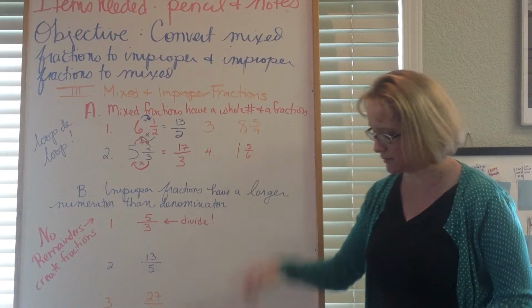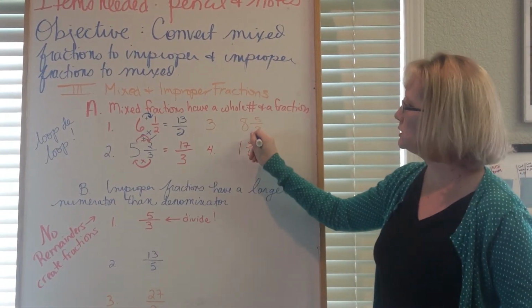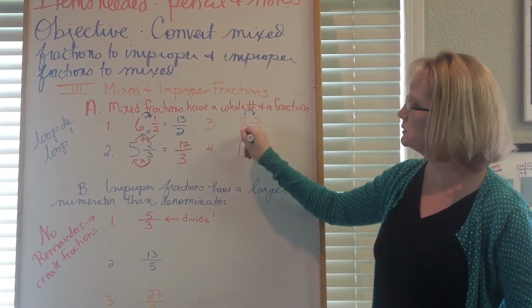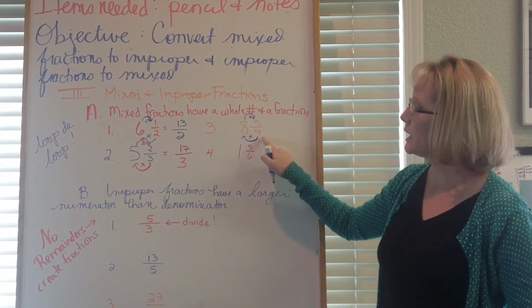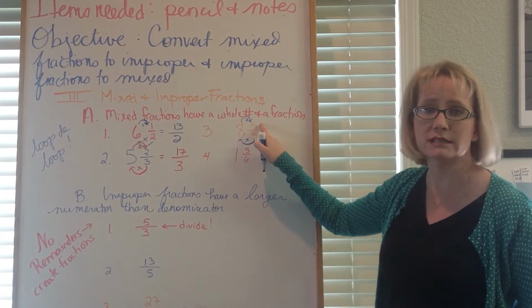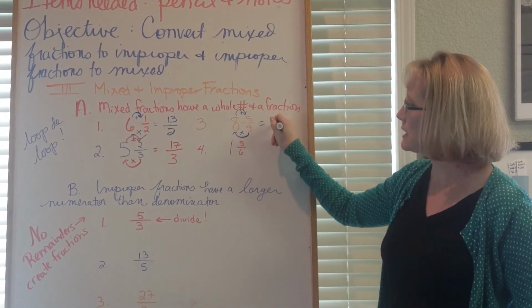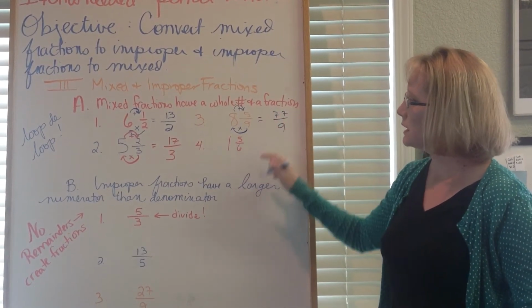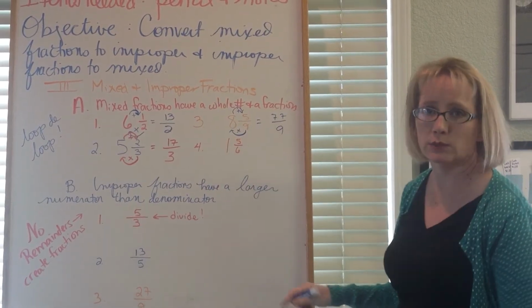Let's try this one right here. We're going to loop-de-loop, multiply and add. 9 times 8 is 72, and 72 plus 5 is 77. So this is 77 ninths. Okay, this is 1 and 5/6. I want you guys to try this one, and we'll wait.